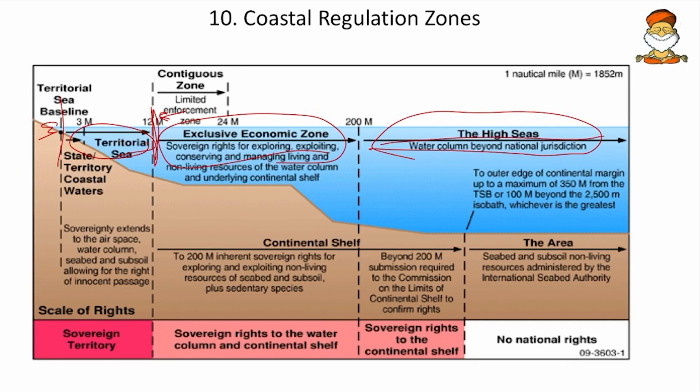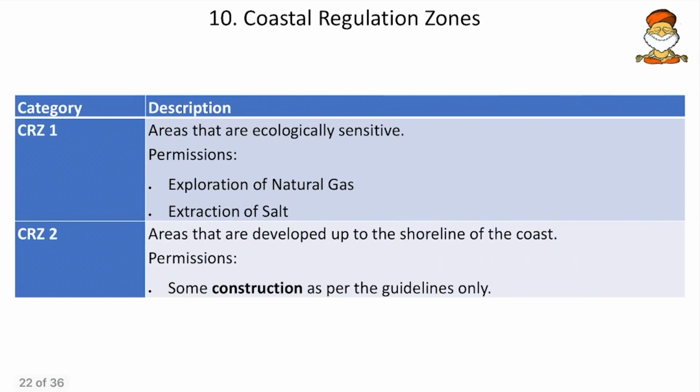So here we have some of the coastal regulation zones. That is the first type of coastal regulation zone. Those are the areas that are ecologically sensitive, and here only the exploration and extraction of salt is permitted, nothing else. These are some of the ecologically fragile and pristine beaches. And then the coastal regulation zone 2. These are the areas developed up to the shoreline of the coast, where some construction, as per the guidelines, is permitted. Some human settlements are there, and that's why construction is permitted.